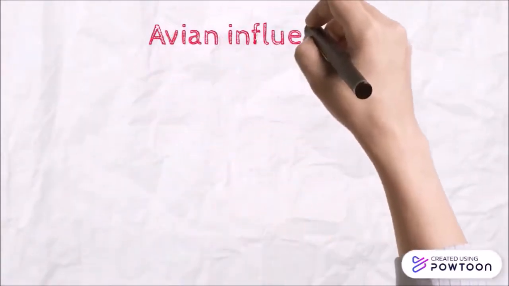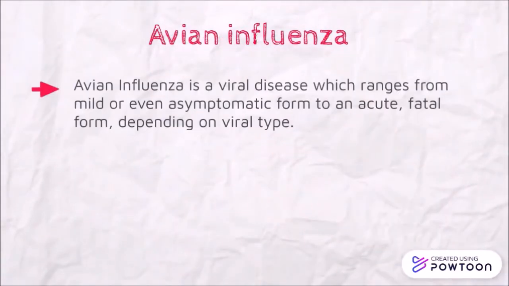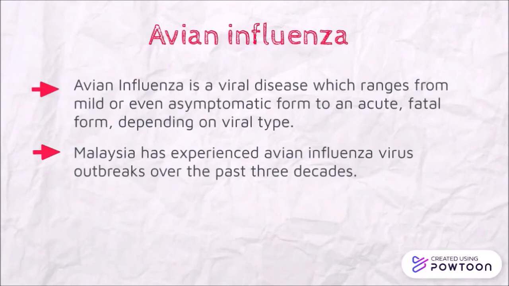The next vector disease is from avians or wild birds. One of the diseases is avian influenza. Now this is a viral disease which ranges from a mild or even asymptomatic form to an acute fatal form depending on the viral type. In Malaysia, we have experienced avian influenza virus outbreaks over the past 3 decades.